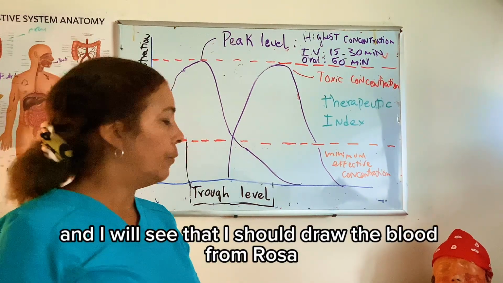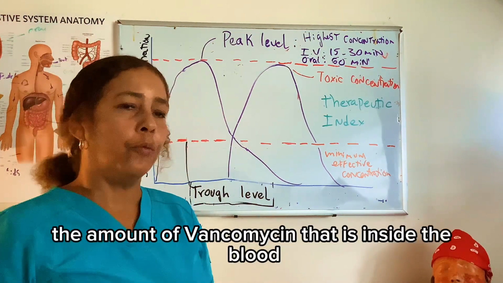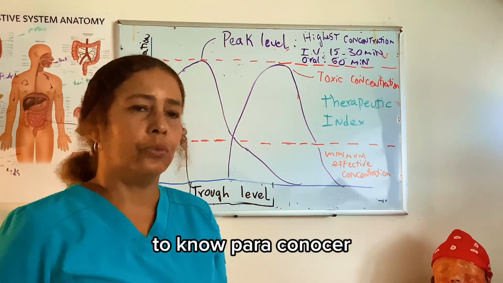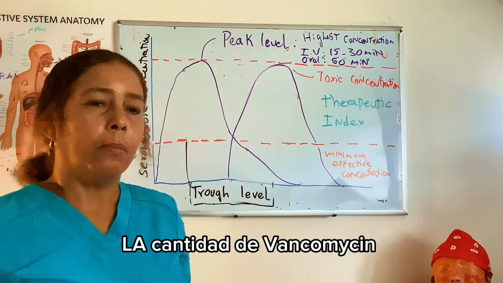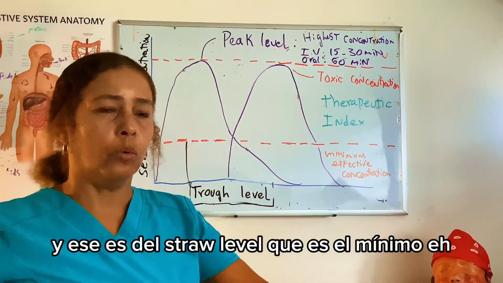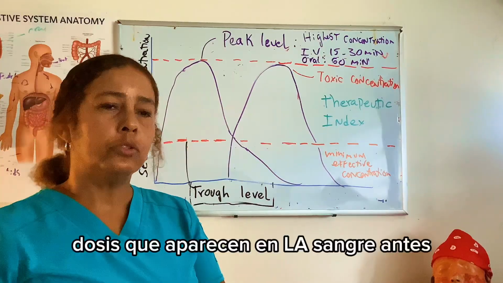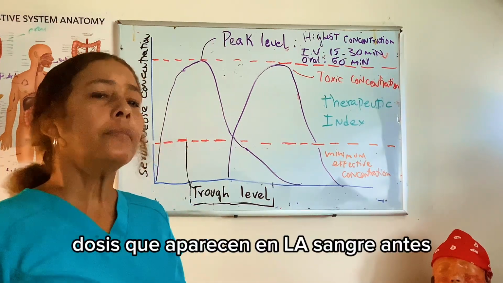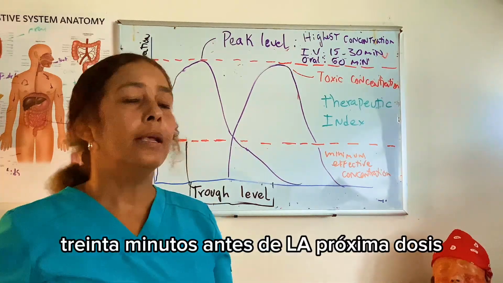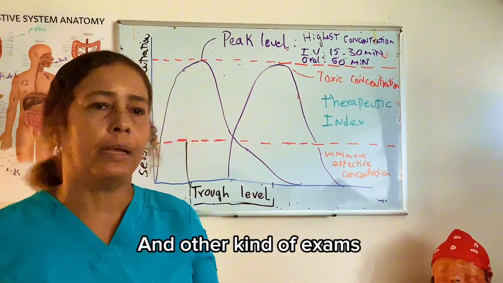the blood from Rosa to know the trough level, the amount of vancomycin that is inside the blood, para conocer la cantidad de vancomycin que tiene Rosa en la sangre, y ese es el trough level, que es el mínimo dosis que aparece en la sangre antes, 30 minutos antes de la próxima dosis. Esa es una pregunta para gentamicin that appears in HESI and another kind of exam.